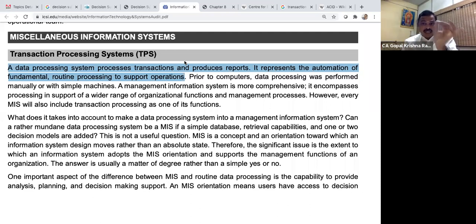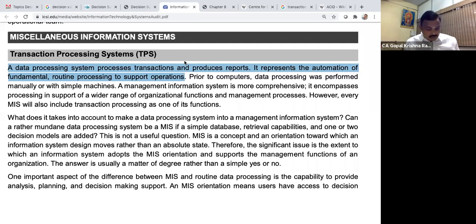Third point. What are the characters of a TPS? ACID, these are the 4 characters of TPS: atomicity, consistency, isolation and durability. So number 4, fourth point. TPS is at which level of management? Operation level of management. And operation level of management is reporting to whom? This information will be provided to the middle management. That's it. So these are the 4 points beyond which they may not ask what TPS is.